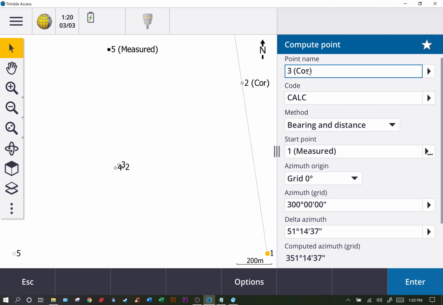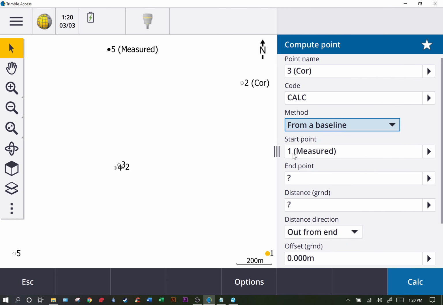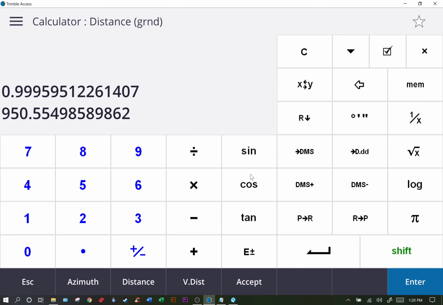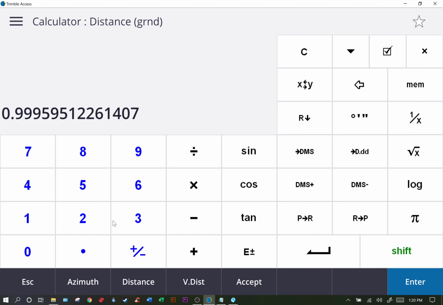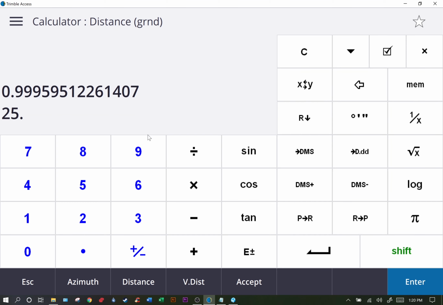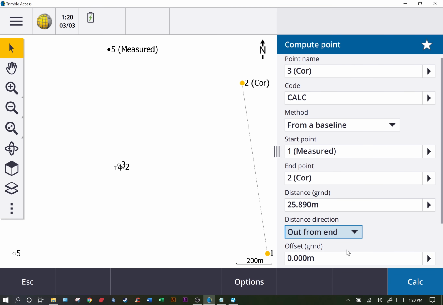Calc that point, 3 corrected. This one I'm just going to do from a baseline because it's easier. So start point is 0.1, end point is 0.2, or 2 corrected there. And my distance, I'm going to have to go into the calculator again, recall memory, and I know the distance is 25.90. Multiply the 2 and accept, out from the end. Perfect.